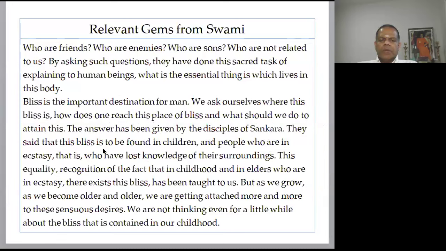They said that this bliss is to be found in children and people who are in ecstasy, that is, who have lost knowledge of their surroundings. This equality, recognition of the fact that in childhood and in elders who are in ecstasy, there exists this bliss, has been taught to us. But as we become older and older, we are getting attached more and more to these sensuous desires. We are not thinking even for a little while about the bliss that is contained in our childhood.